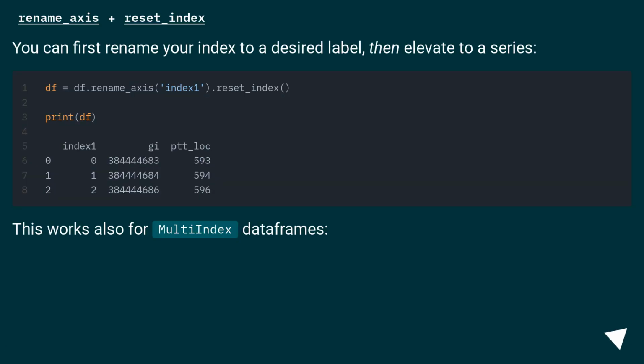rename_axis plus reset_index. You can first rename your index to a desired label, then elevate to a series. This works also for multi-index data frames.